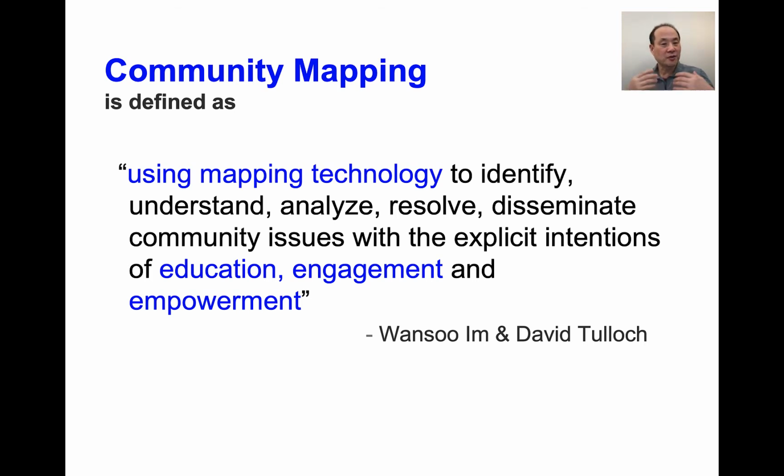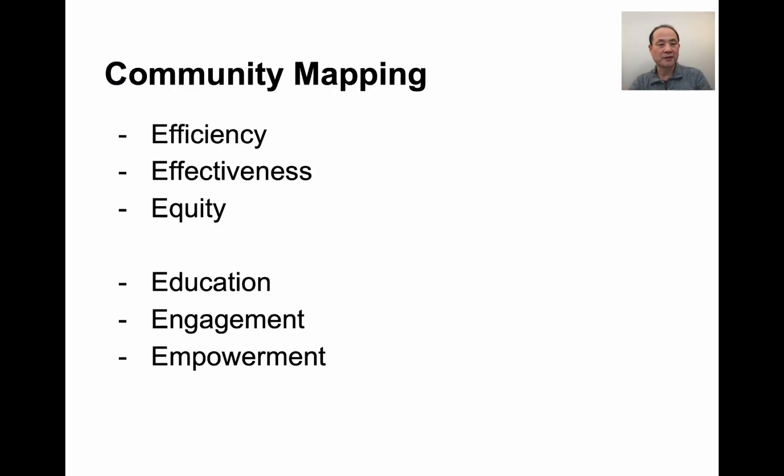Basically, you use mapping technology to identify, analyze, and then find the information. But there's a process, mapping. During the process of collecting data, you try to educate those participants about the subject, and then they are engaged, and then they are empowered. So during community mapping, there's efficiency, effectiveness, and equity.